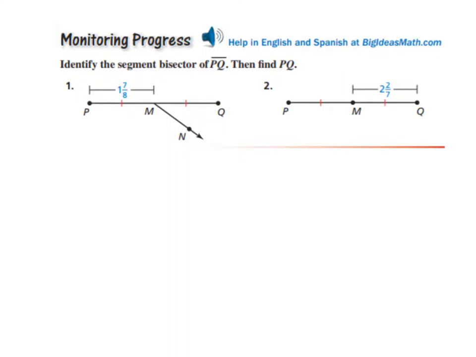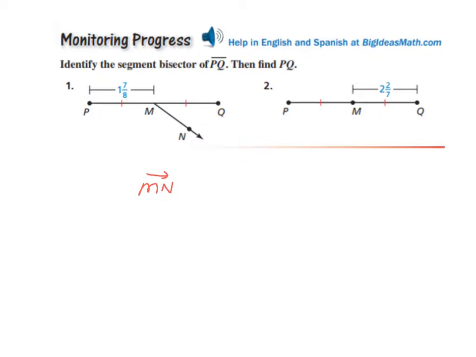Is it a segment? No. Is it a line? No. Is it a ray? Yeah, what makes it a ray? Yeah, it has an endpoint and it goes forever in one direction. Perfect. So that endpoint is M, so my segment bisector is MN, and I just want to mark it with the little ray symbol. That's my segment bisector.